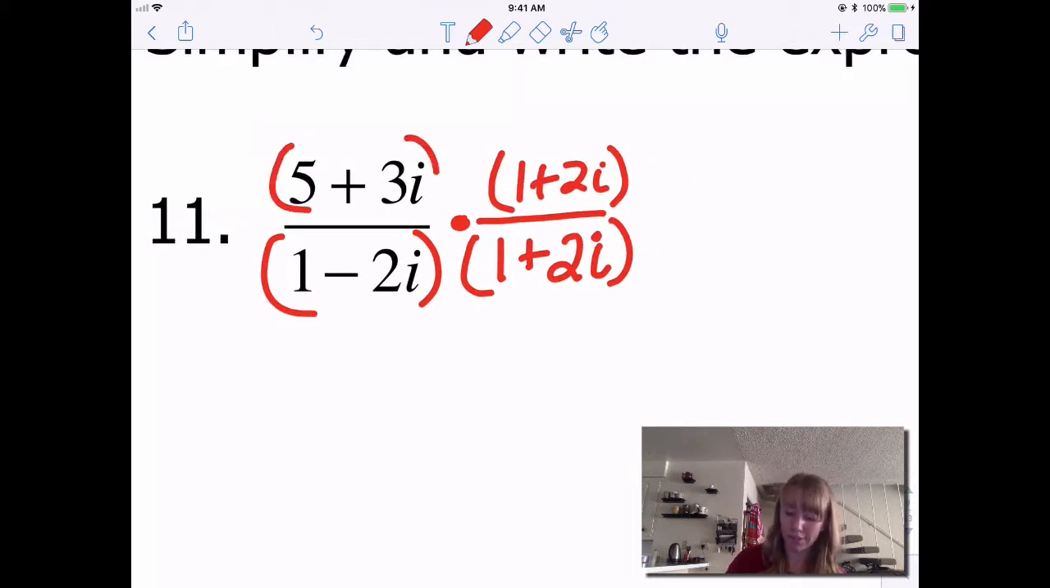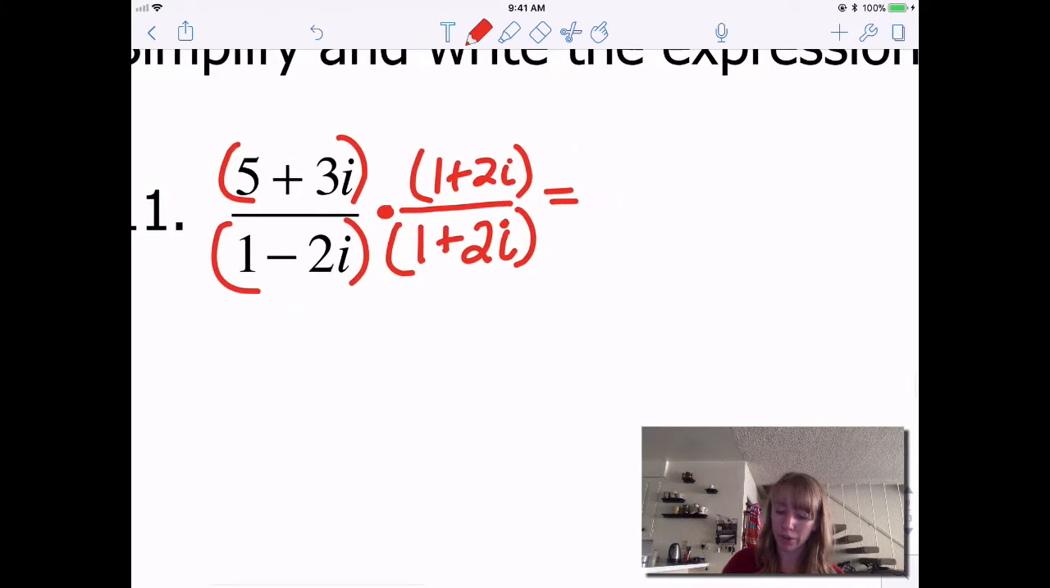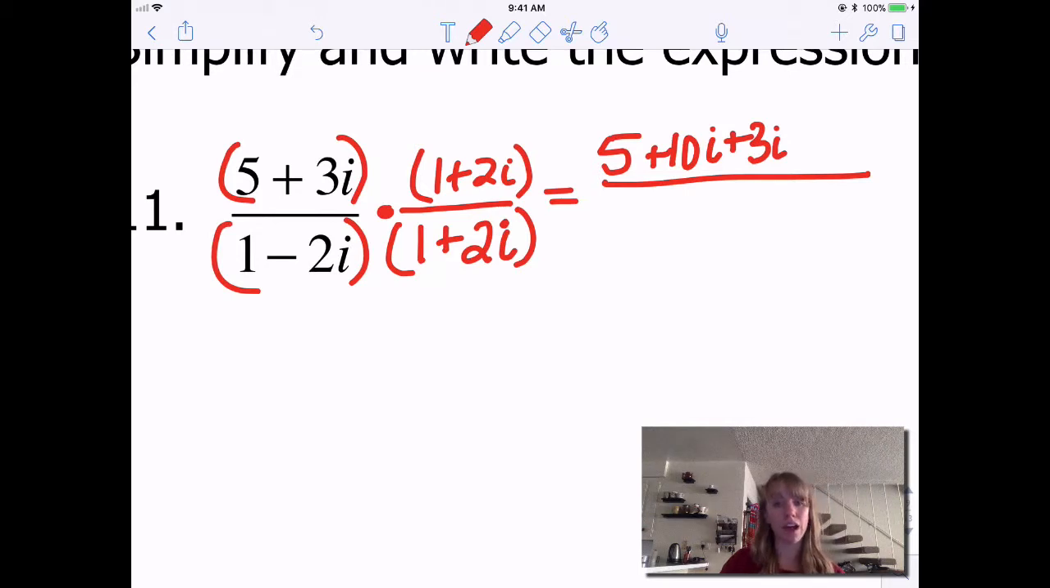And I can multiply the numerators as well. So I'll multiply the numerators. 5 times 1 is 5. 5 times 2i is 10i. 3i times 1 is 3i. And 3i times 2i is plus 6i squared. And we'll deal with that numerator later.